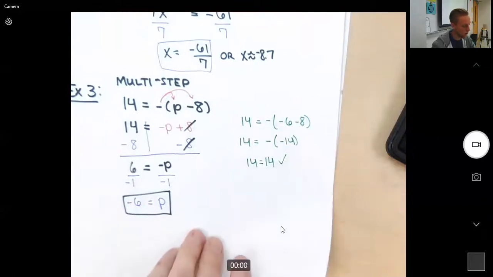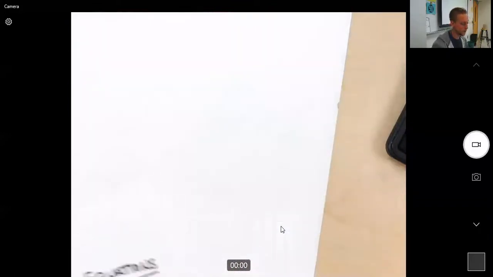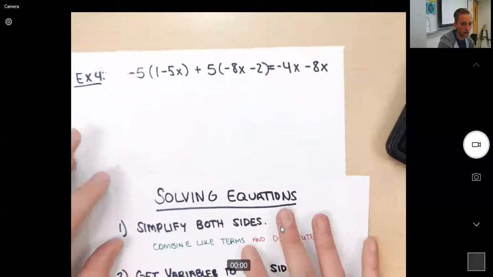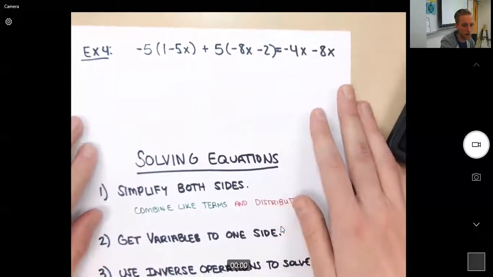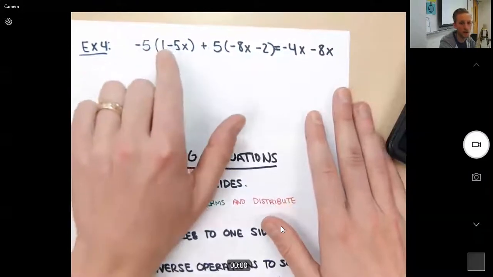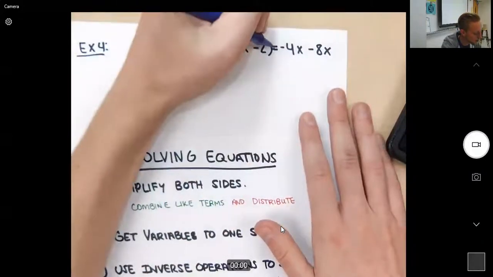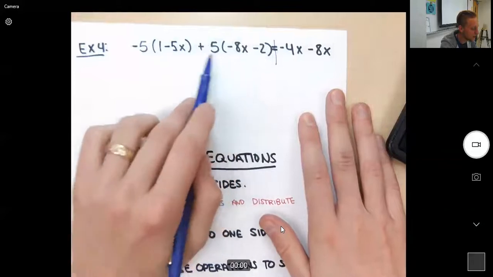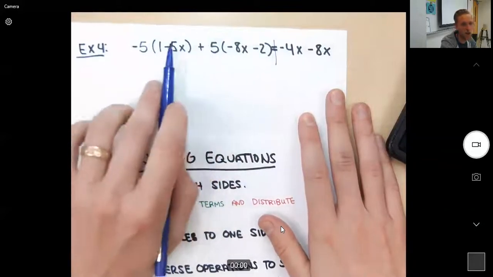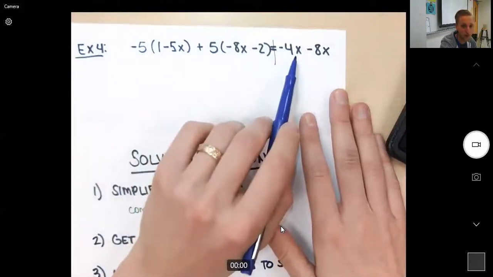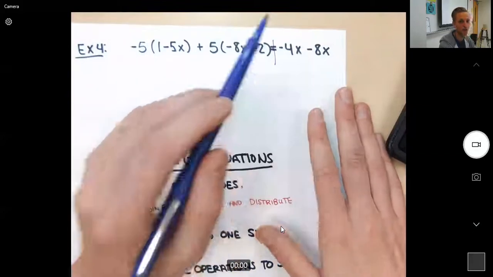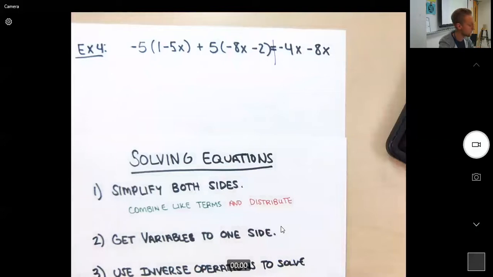All right, we got one more, and this, of course, is going to be the big one here. So step 1, let's check if both sides are simplified. You can already look on the left-hand side. If I draw the line down at the equal sign, left-hand side, we've got parentheses in 2 spots. Okay, so we got to distribute there. And then if you look at the right-hand side, we have to combine like terms. So just take this one step at a time.